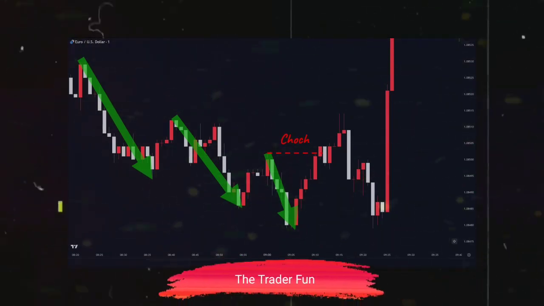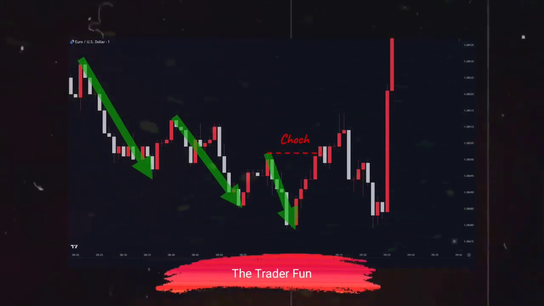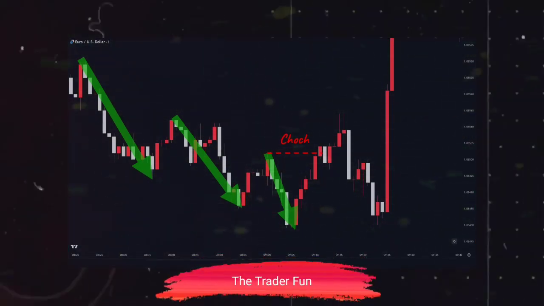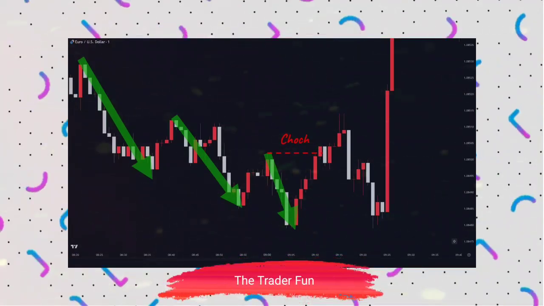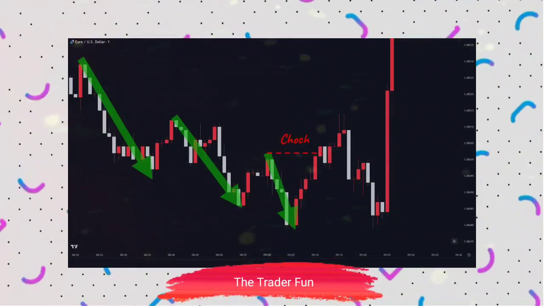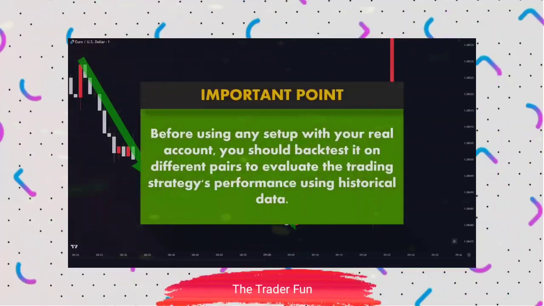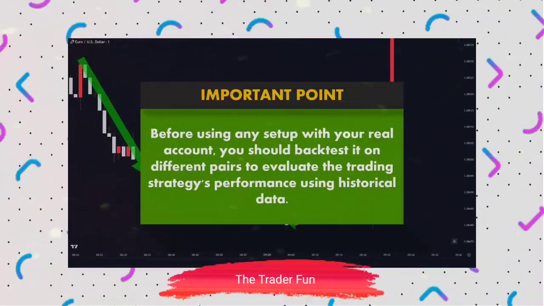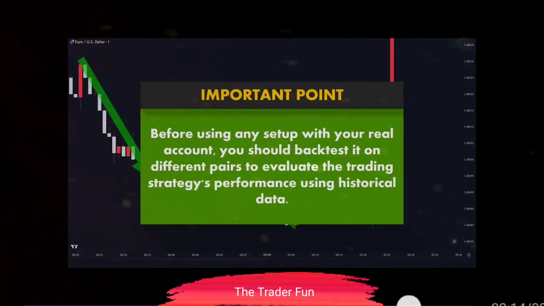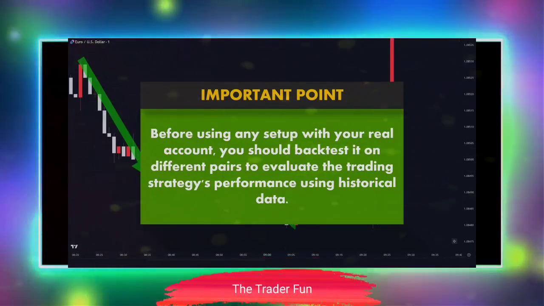Keep in mind that we always compare the latest impulse with the previous one on the chart. No matter what your entry strategy is, trading along with the dominant market direction will instantly improve your win rates and risk to reward ratio. But remember, before using any setup with your real account, you should backtest it on different pairs to evaluate the trading strategy's performance using historical data.